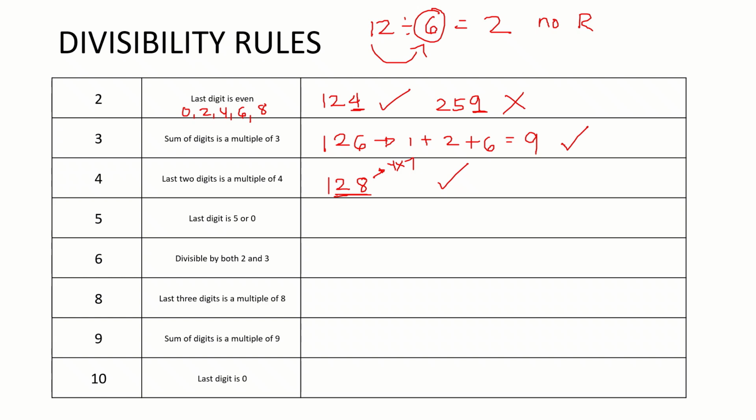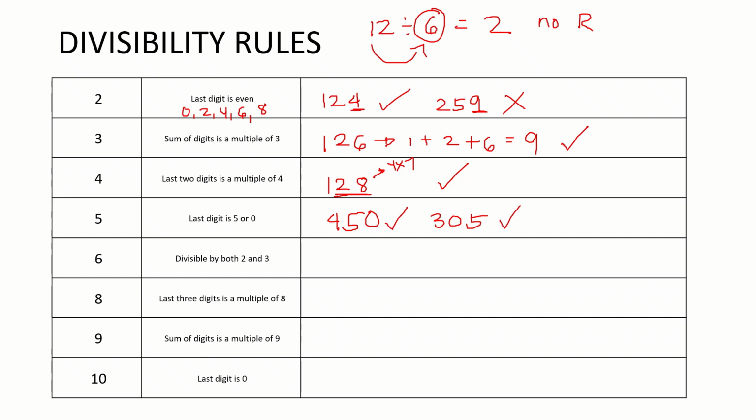Next, 5. This is pretty easy. Last digit is 5 or 0, so anything that ends in a 5 or 0 is divisible by 5, like 450 or 305. Both of these are divisible by 5.